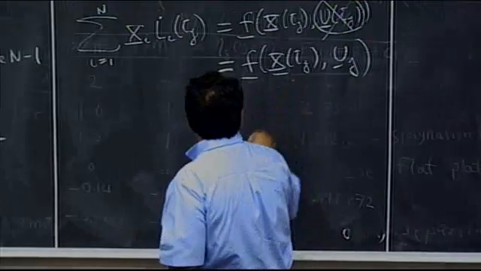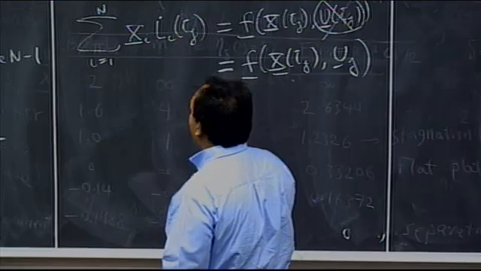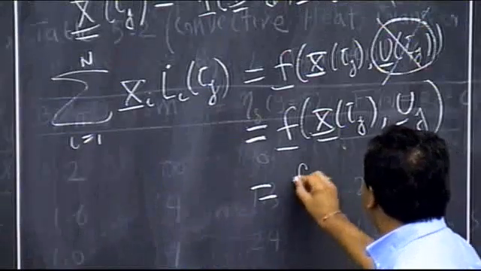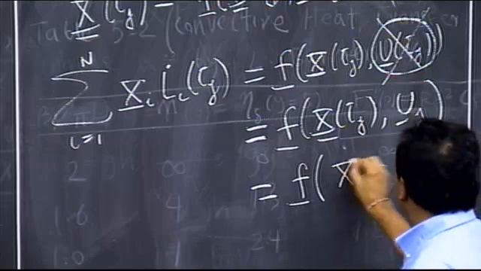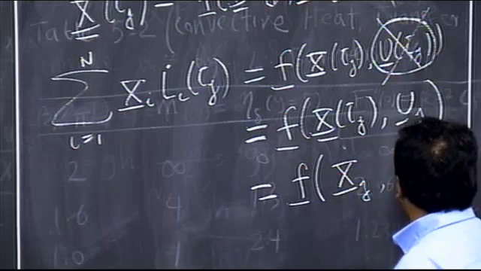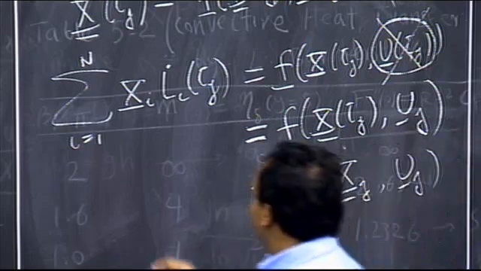But what is x of tau j? We just went through this. What is x of tau j? It's xj, right? xj uj. Now, this says that this thing is true.